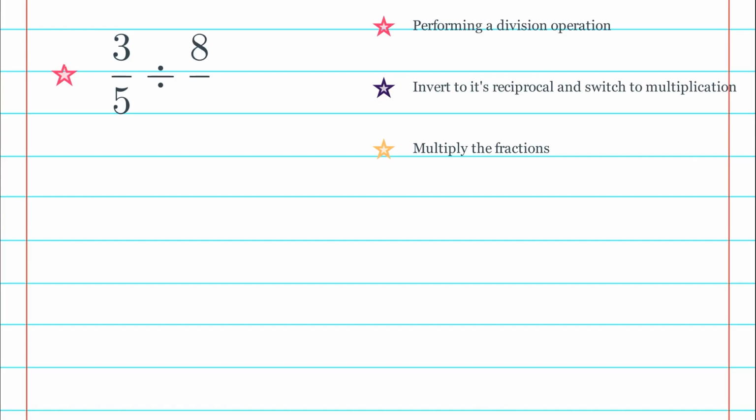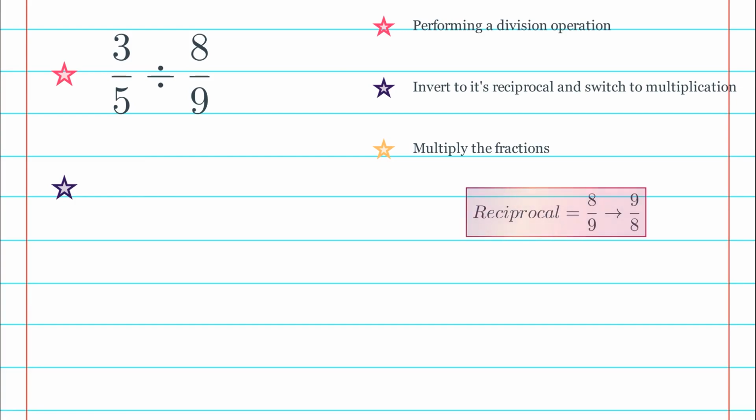The first step is to take the reciprocal of the second fraction. But what is a reciprocal? Do not let this term confuse you. A reciprocal of a number is just another number that when multiplied together, their product is always 1. Or you can simply say that the fraction is flipped upside down. In this case, the reciprocal of 8/9 is 9/8.